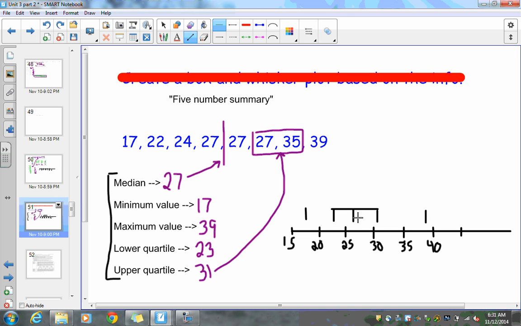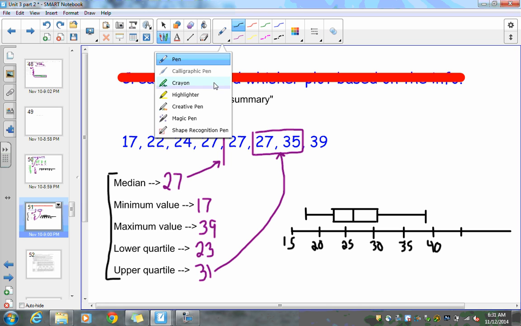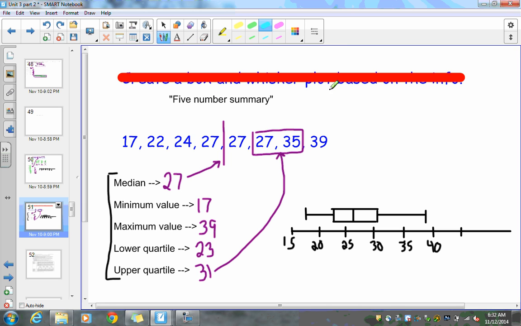So let's go ahead and draw our box, connecting the 3 middle dashes, and then going out, connecting the 2 whiskers, so to speak. All right, so there is our box and whisker plot. Now, once again, remember, if I was to ask you, where's the bulk of the information? It's in this box here. So that's where the bulk of the data is.